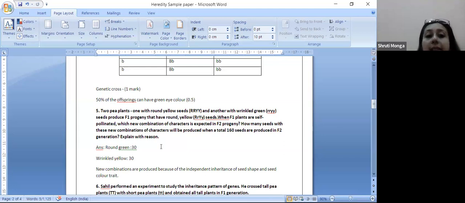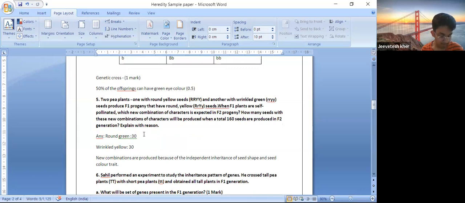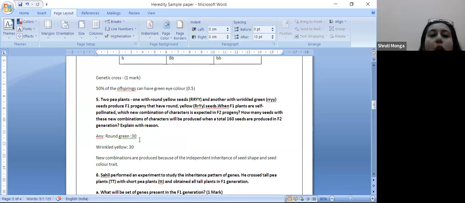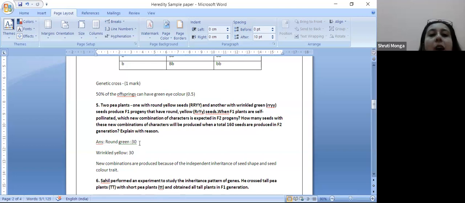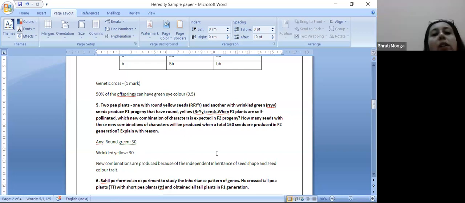So, mathematics. Try to solve it, how it came. The answer is there, 30-30, but how it came, I want you to tell me. Mathematics. I want you to solve this and share the picture of the image in the WhatsApp group for question number 5.